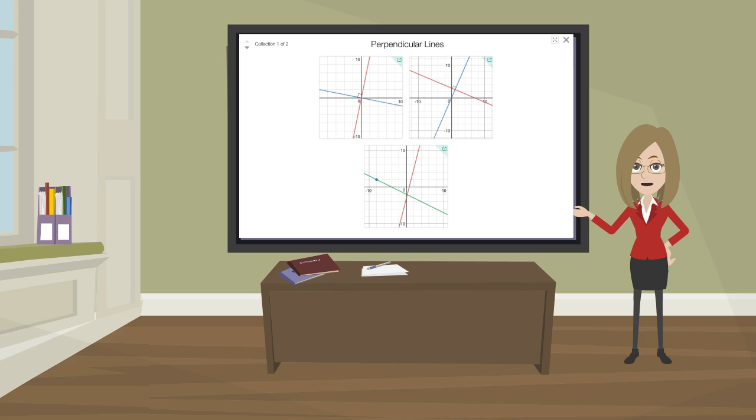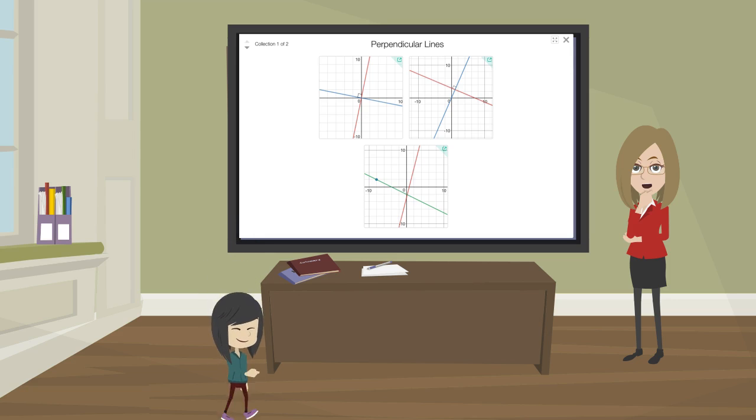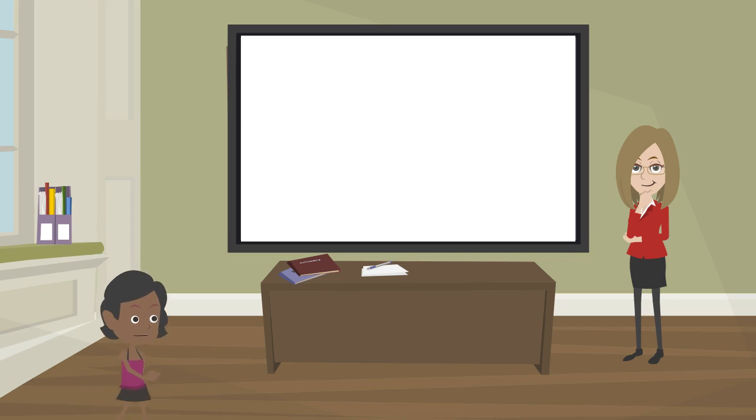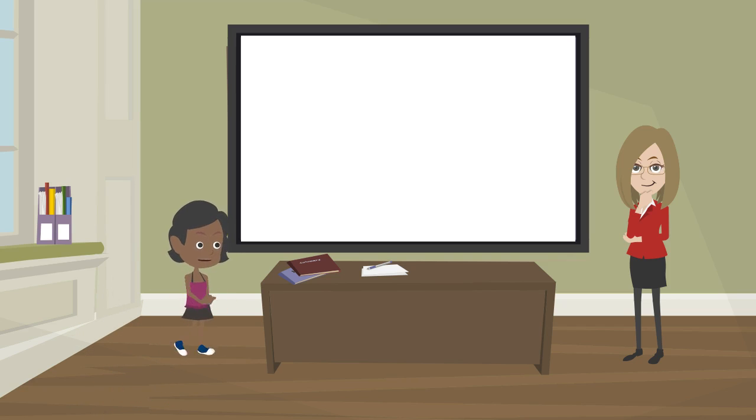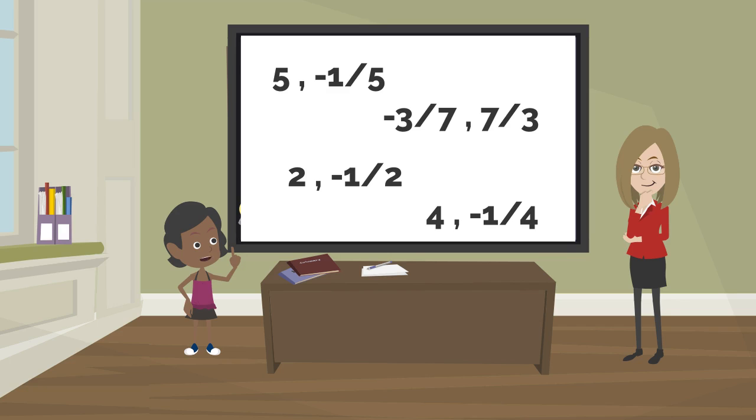Allison, can you tell us what you discovered about perpendicular lines? Yes. We found out that perpendicular lines have different slopes and different y-intercepts. I agree. Kendra, I noticed that you found a more specific relationship. Can you explain what you determined? Yes, I will write it on the board to help explain. The slopes of the first perpendicular lines were 5 and -1/5. The slopes of the next two were -3/7 and 7/3. The slopes of the last sets were 2 and -1/2. And 4 and -1/4. I started to see a pattern.